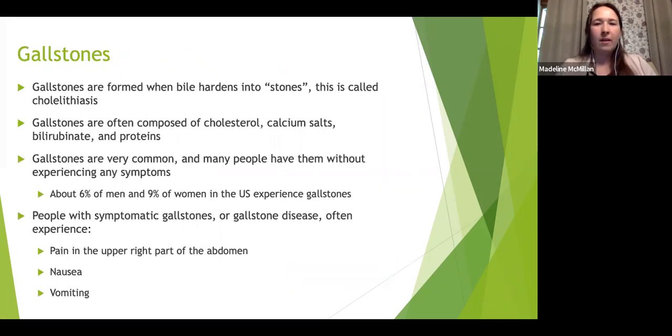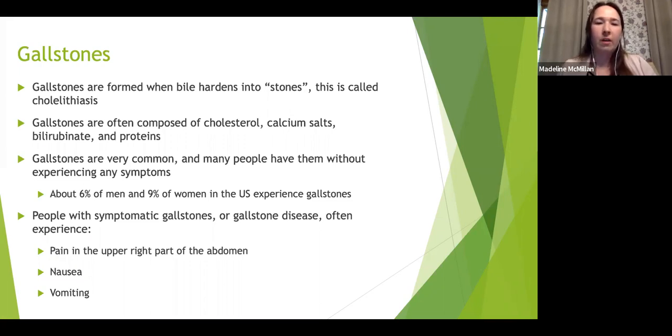So one of the main things that can go wrong with your gallbladder is gallstones. They're very common. Somewhere around 5 to 10% of people have gallstones. Basically, they're formed when bile hardens into little stones. The medical term for this is cholelithiasis, but that's basically just when little stones form in your gallbladder.